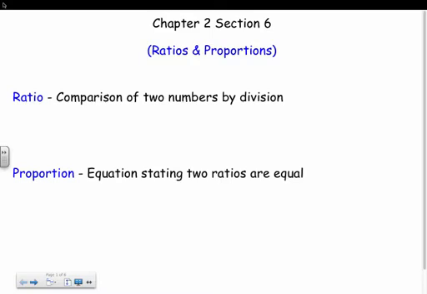A ratio is a comparison of two numbers by division, and we can write a ratio a couple different ways. For example, like our classroom, I can write a ratio comparing girls to boys. Let's say we had 12 girls and 8 boys. One way I could write that is 12 to 8, girls to boys.